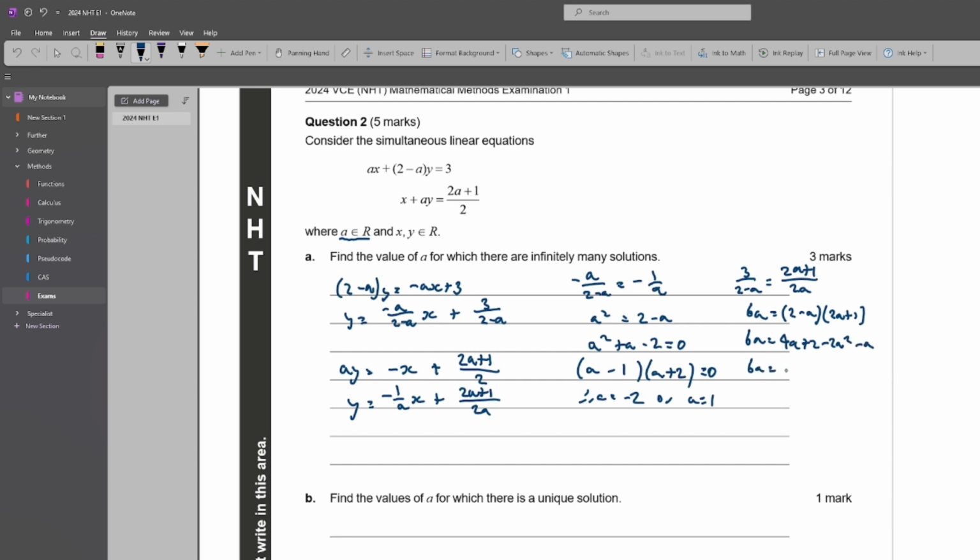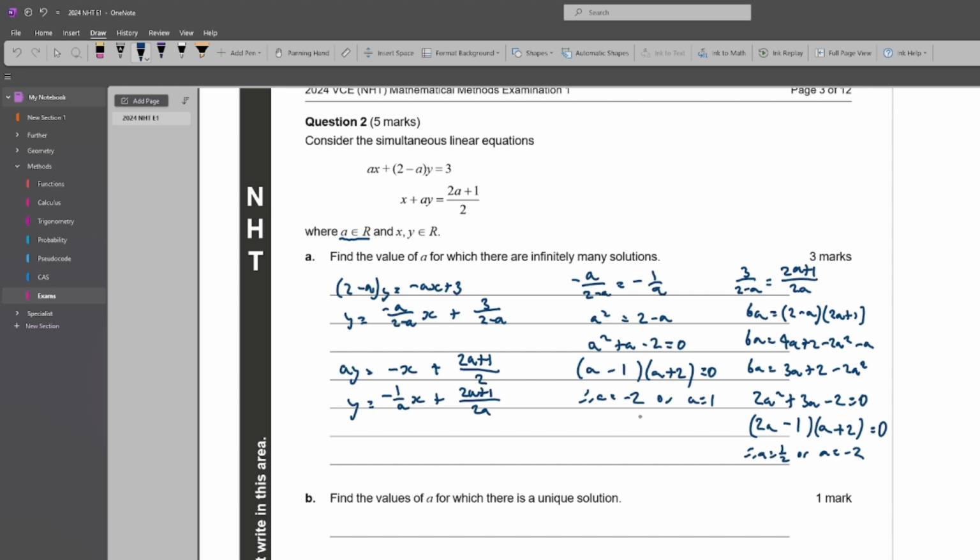Collecting like terms. 4a minus a is 3a. And bringing it all to one side. Let's put a plus 2 here and a minus 1 there. Therefore, a equals 1/2 or a equals negative 2.